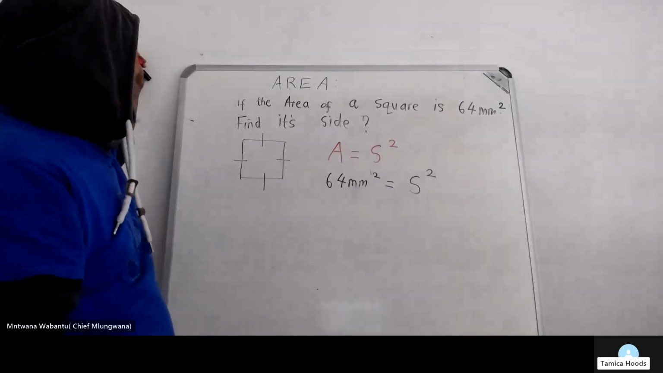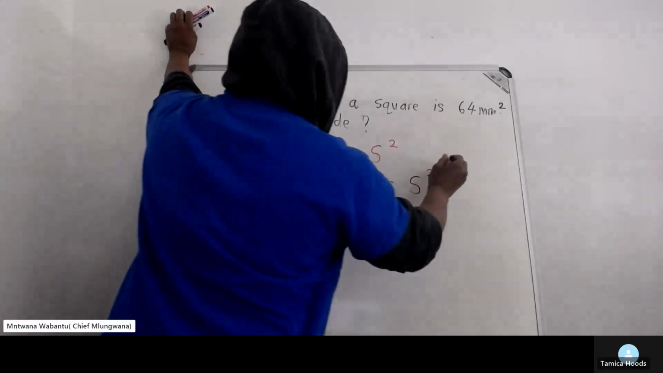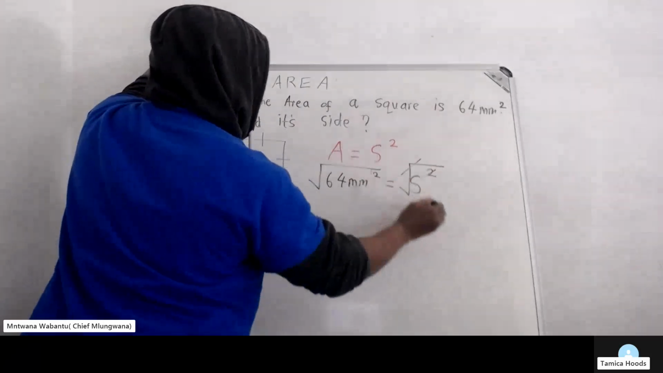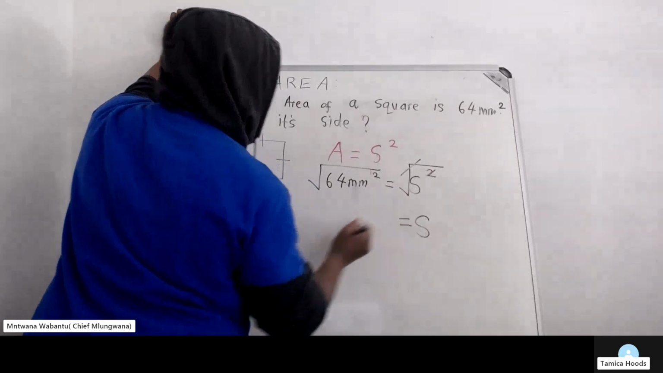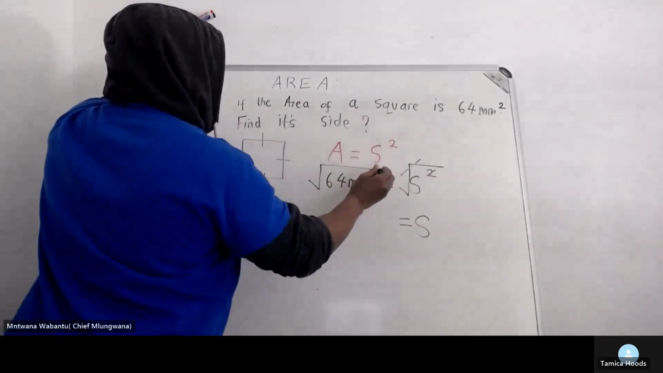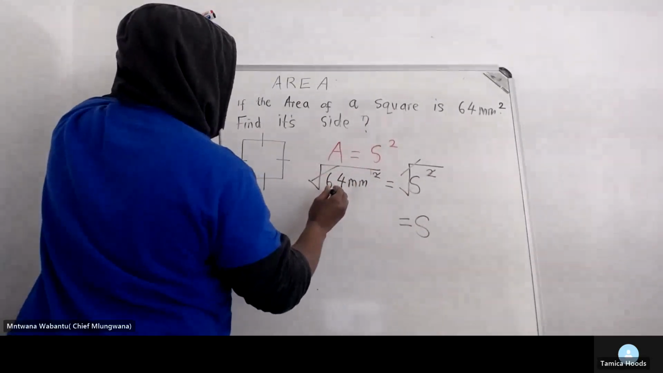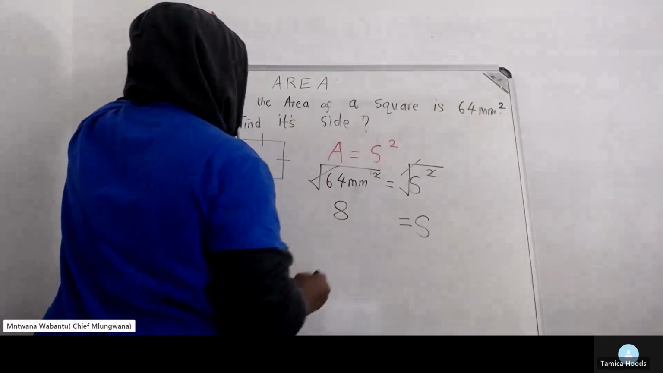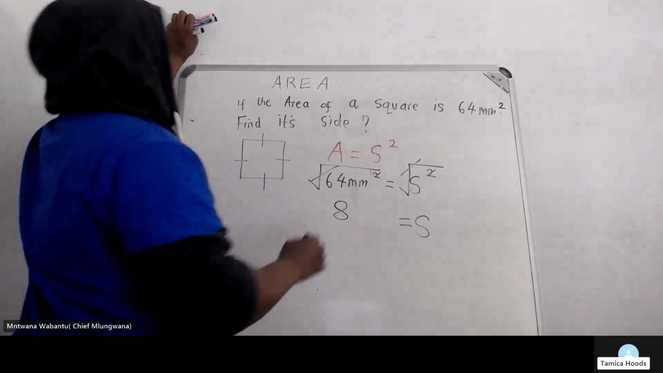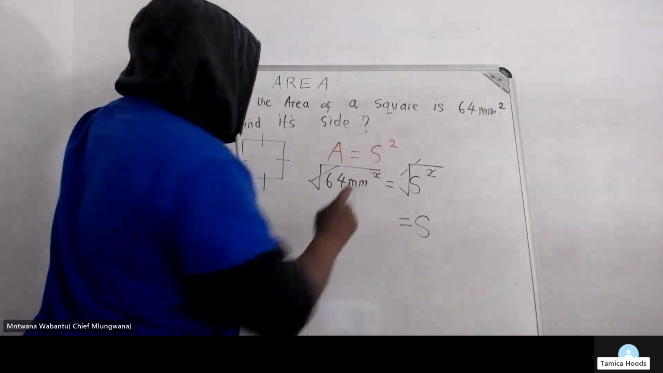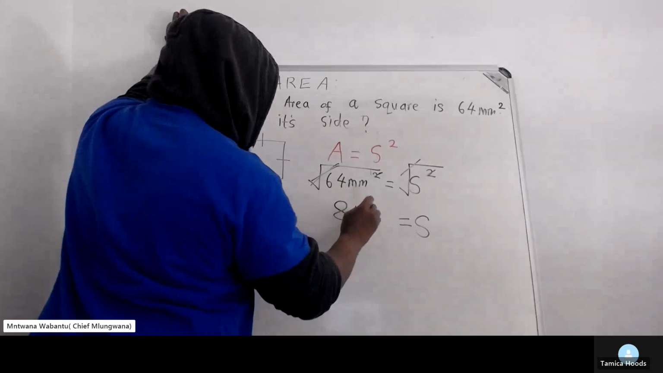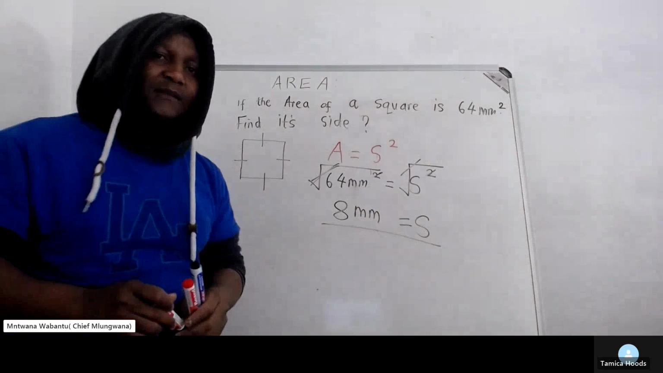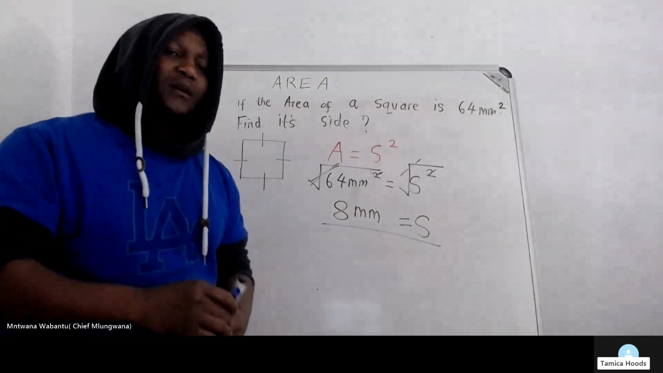We're going to square root. We square root here, and here we square root. This and this cancel, and this and this cancel. So which number? 8. And then the unit, which unit? Millimeter square? Millimeter on its own, sorry. Do you understand? Yes, and then the side will be 8 millimeters.